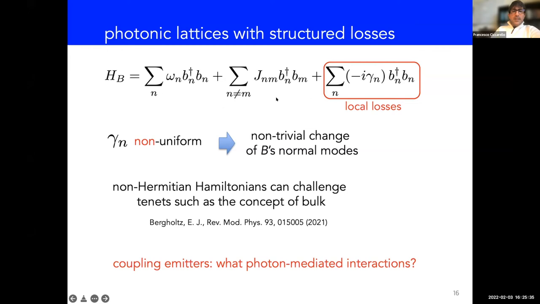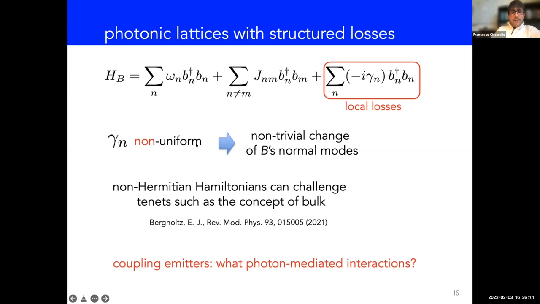So this gamma n is a constant, and in this case, you get the same normal modes as the lossless photonic bath with the normal frequencies, which are just the same, but with a complex shift. Now, the question is, what if I introduce a non-trivial pattern of local losses, which is not uniform? So in other words, what if I introduce structure into my photonic lattice, not through coupling strength between cavities, but through a pattern of local losses.